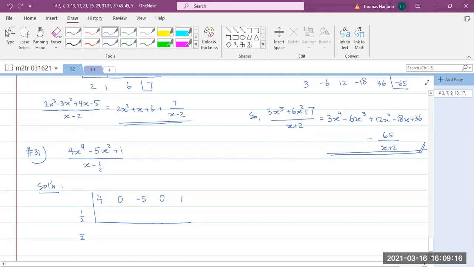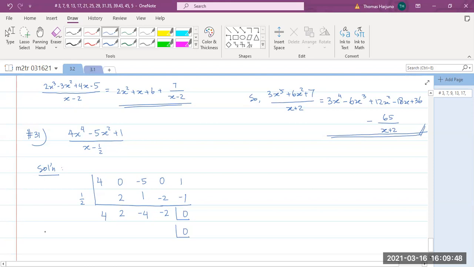Okay, and then the 4 comes down. 4 times 1/2 is 2, comes down. When I add, it is 2. 2 times 1/2 is 1. When I add, I get negative 4. Times negative 1 is negative, times 1/2 is negative 2. I add that. Negative 2 times 1/2 is negative 1. Oh, the remainder is 0. Nice.